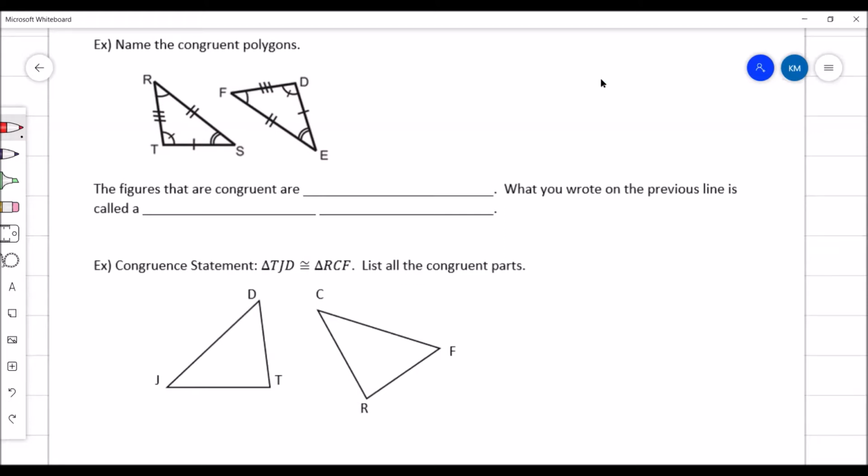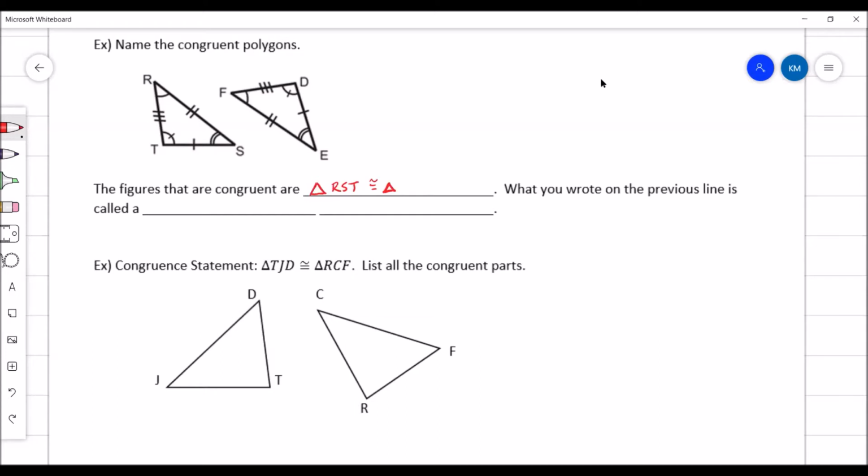So it says the figures that are congruent are, so we're going to name these figures. I'm going to name this first triangle RST, just to keep it in alphabetical order. So the triangles that are congruent are triangle RST is congruent to triangle. Okay. And now I did the first one in alphabetical order. That does not mean that I'm going to name the second triangle in alphabetical order. I want to make sure I use corresponding parts.